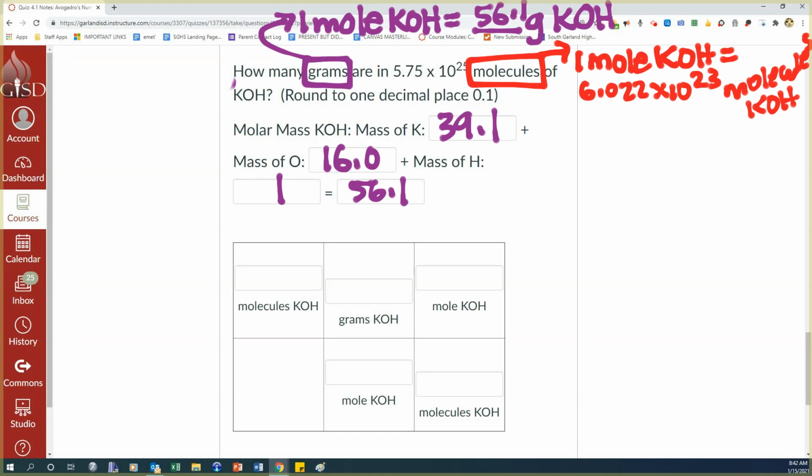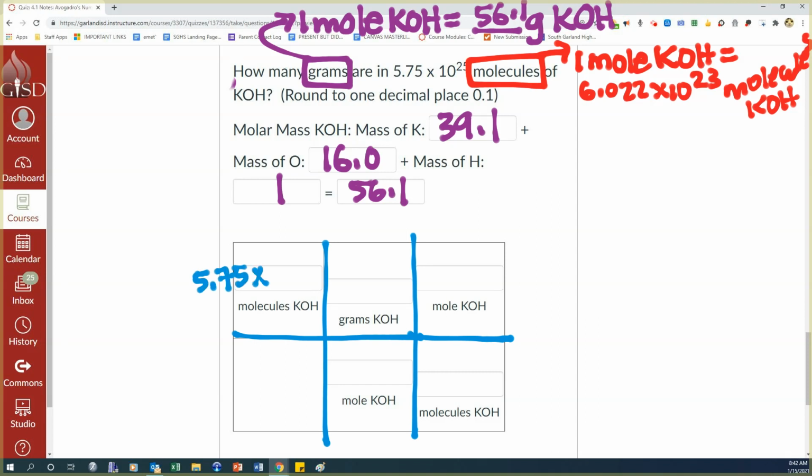So two conversion factors again, which means when we do our boxes and squares, we have to add another set of two boxes like this. Okay? All right, let's do this thing. I'm excited because this is the last one. So this is 5.75 times 10 to the 25th.